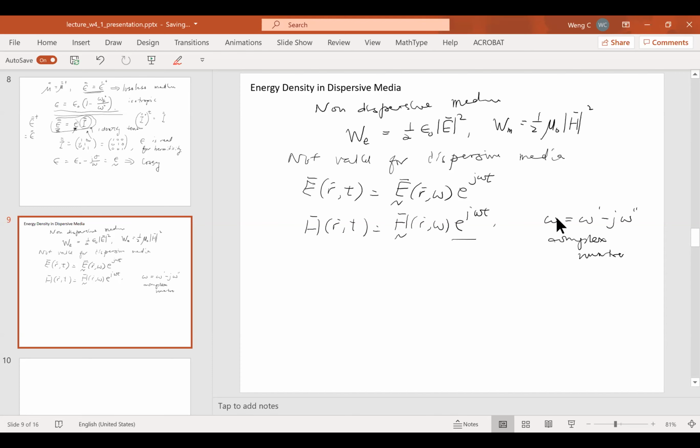So this is no more time harmonic, not time harmonic anymore. Okay, it's not time harmonic anymore. But when omega becomes real, these are really just the time harmonic fields. You take the real part of this complex field, or you take its imaginary part of this complex field, you will get time harmonic signals. But in order to be able to derive this energy density for dispersive medium, we use this approach of working with complex fields, okay?